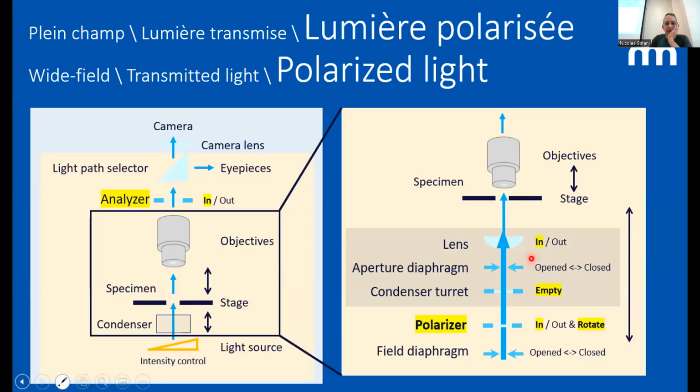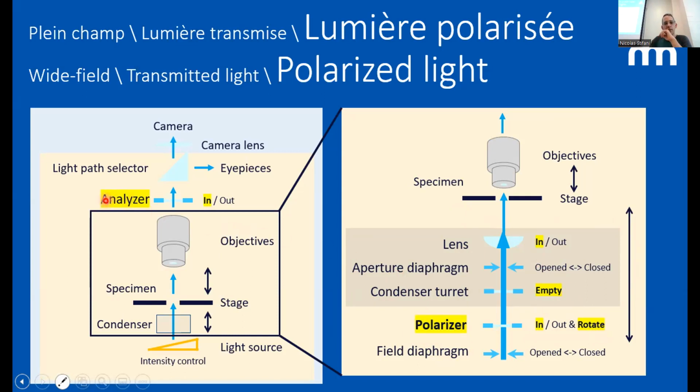So how does it work on the microscope? Well, this time you still have your condenser, but it's empty. So you don't put anything inside. At the beginning, you need to put the polarizer. So it's in, and usually you have to rotate it so it's anti-phase with the analyzer.